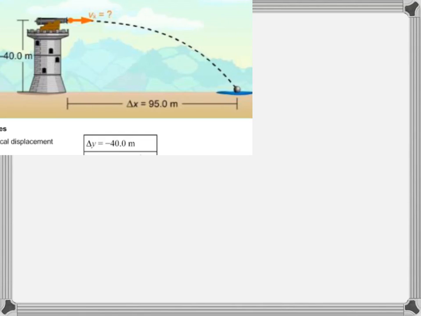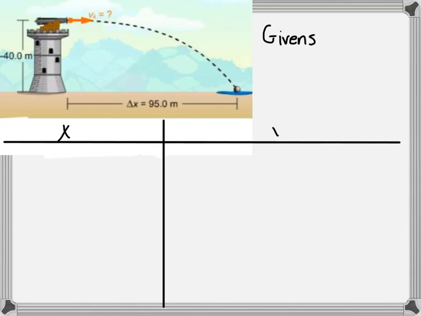Alright, so let's get started here. Let me erase that information. First thing that I want to do in any two-dimensional kinematics problem is identify what is given to me. Because X motion is independent of Y motion and vice versa, I like to make two different columns, one for the X motion and one for the Y motion. And I like to keep those separate. That helps me keep things organized.